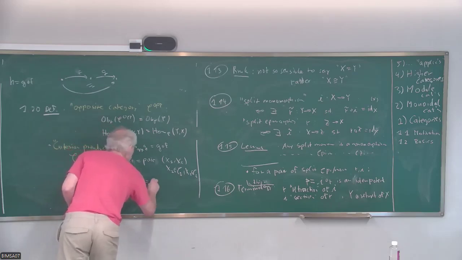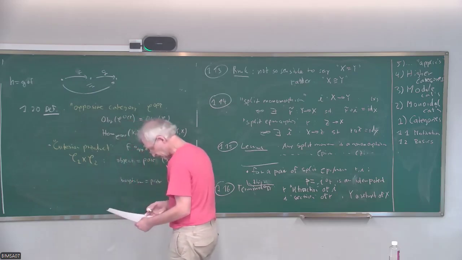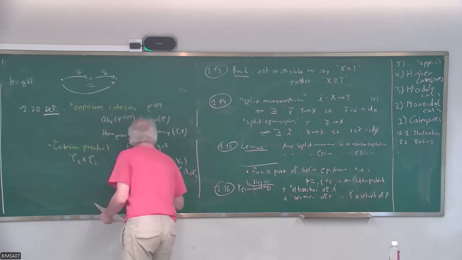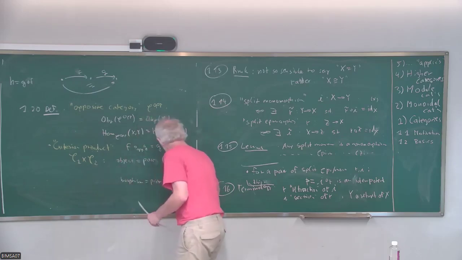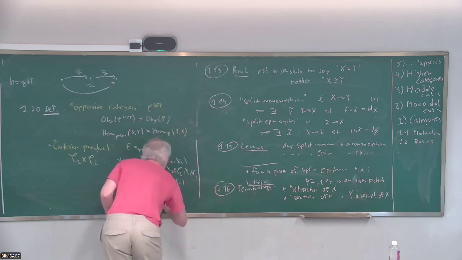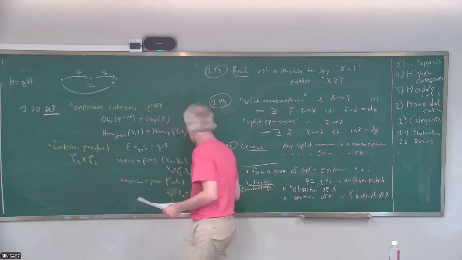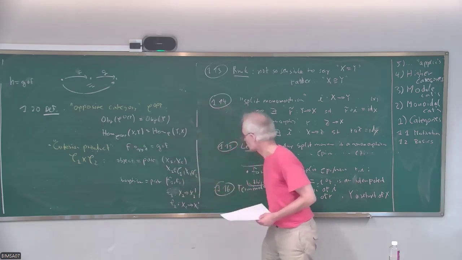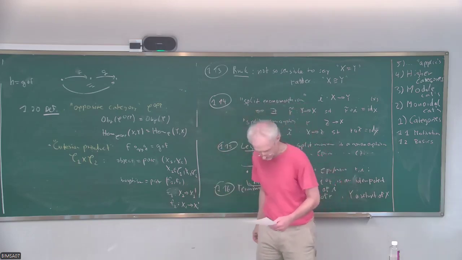The morphism is a pair of morphisms, say F1, F2, where F1 goes from x1 to x1 prime in C1, F2 goes from x2 to x2 prime in C2, and then this morphism in the Cartesian product goes from the pair x1, x2 to the pair x1 prime, x2 prime.